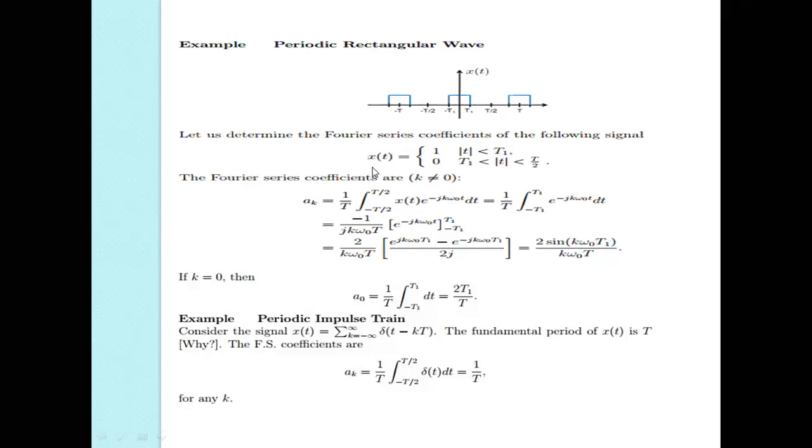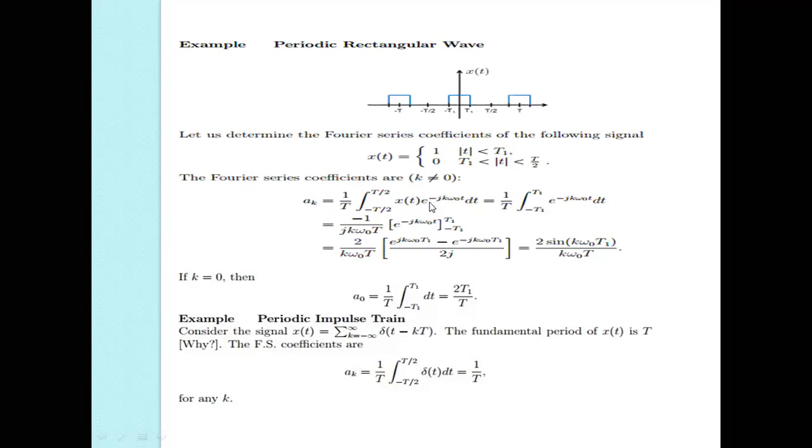Okay, using this signal x of t, first of all I am finding out the Fourier coefficient a of k. What is the formula? 1 by T, the integral from minus T by 2 to T by 2, x of t e power minus j k omega naught t dt.